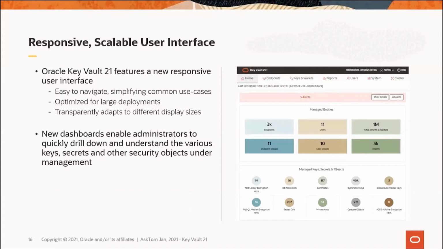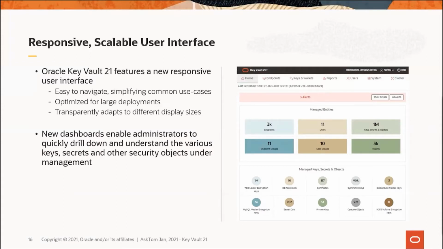And as I said, the steps to navigate to a useful thing that you want to do have been greatly simplified. So we basically provide shortcuts to simplify common use cases. It's optimized for large deployments, and it doesn't really matter on which device you look at these OKV pages. I tried it on my phone, on a tablet, on a laptop computer. They always look nice. They resize automatically. And as I said, we have new dashboards that allow you to drill down very quickly and see what's going on in OKV.